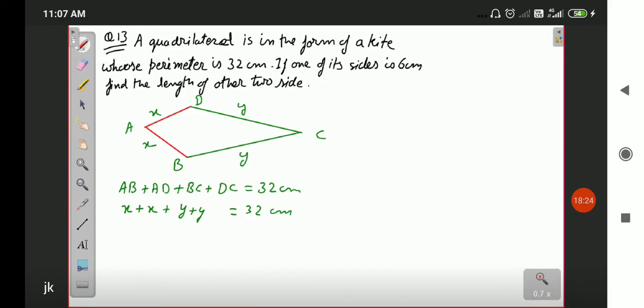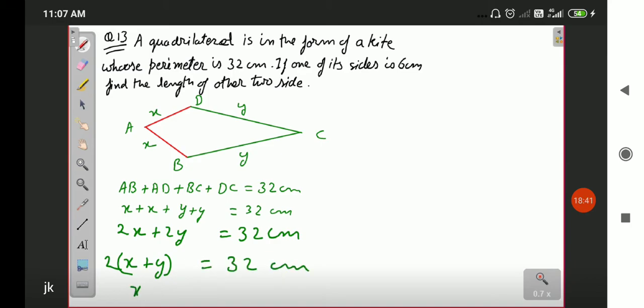Then twice X plus twice Y is 32 centimeter. Taking 2 common, X plus Y into 2 is equal to 32. Dividing the whole equation by 2, the value of X plus Y will be 16 centimeter. Okay, so no problems till now. Adjacent sides were equal, so we let two sides be X and two sides be Y, and on that basis we get X plus Y as 16 centimeter. We have done this type of question, so there is nothing new here.